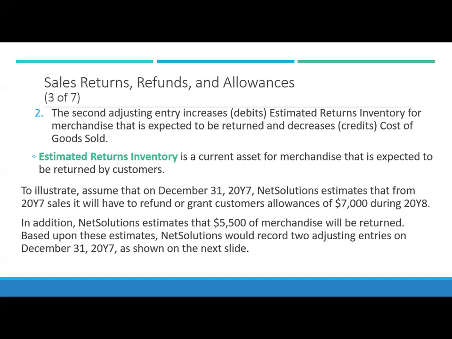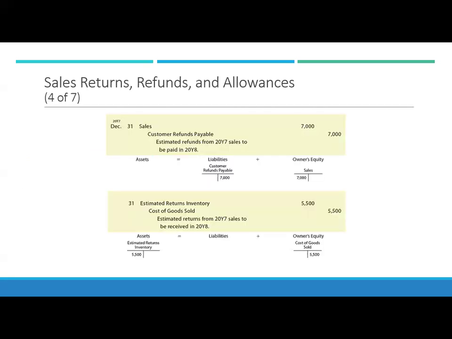And so they're estimating that $5,500 of merchandise is going to be returned. So the sales of $7,000 will be returned or refunded, and then the merchandise value returned is $5,500. And so we have two journal entries to reverse both parts of these sales returns that we think are going to happen: a debit to sales $7,000, credit to customer refunds payable, debit to estimated returns inventory, credit to cost of goods sold.